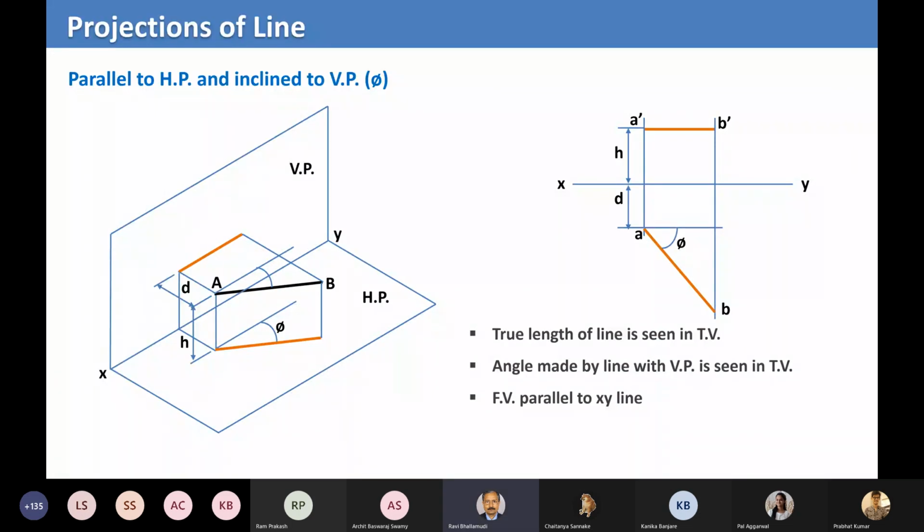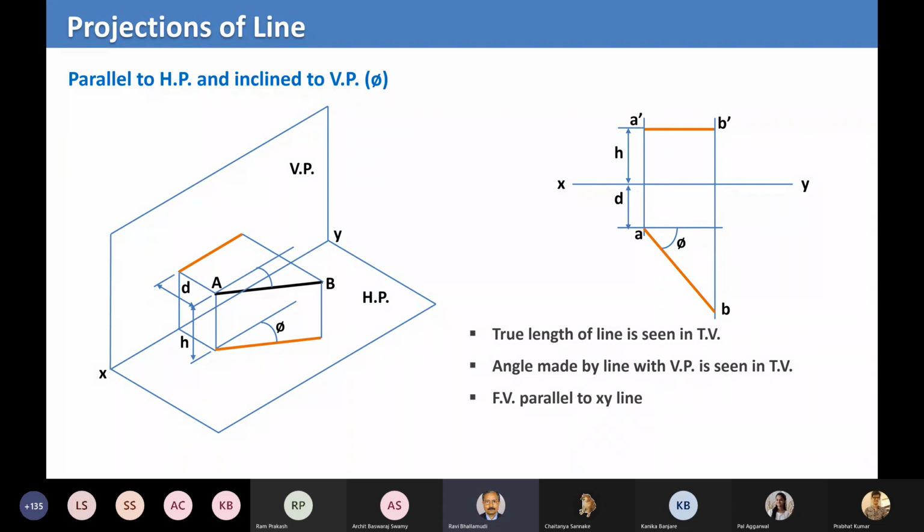Okay, I think by now everyone is clear about what I'm doing here. This is a line which is parallel to the horizontal plane and inclined to the vertical plane. So in your front view, because it is parallel to the horizontal plane, we'll see it as a line parallel to your horizontal plane, which is the XY line represented here. And in the top view, you will see the line as it is inclined.